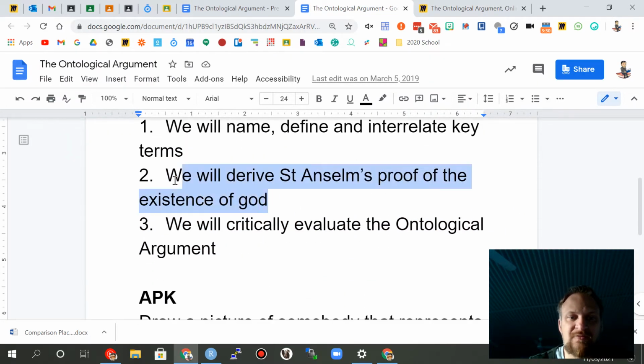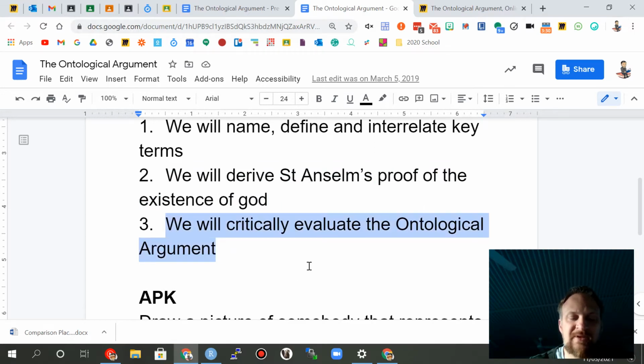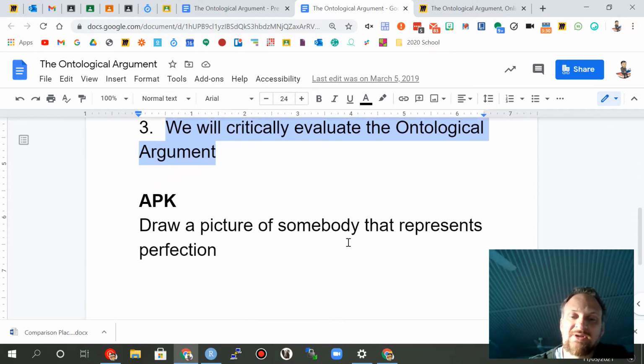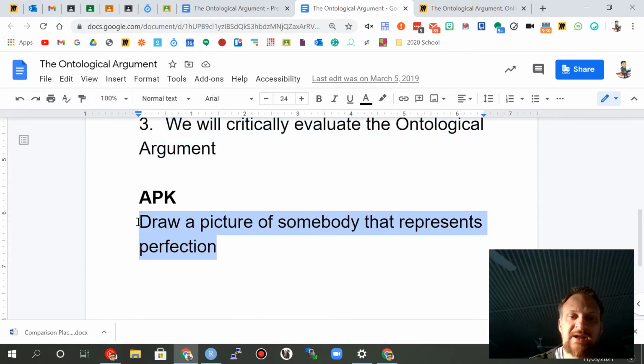We're going to derive St. Anselm's proof of the existence of God by exploring his categorical deductive argument, and then we're going to come up with an evaluation provided by Kant. So write these down and score yourself out of 4 on each of them, and then I want you to draw me a picture of somebody or something that represents perfection.